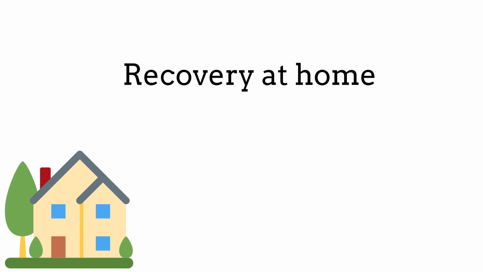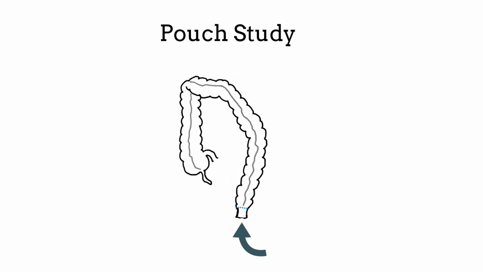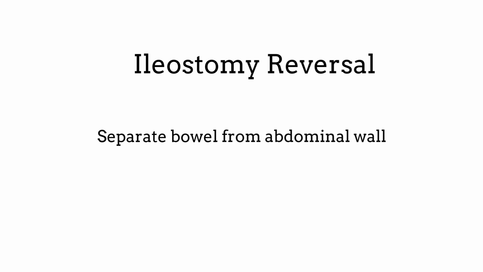After recovery from this surgery, which takes at least 6 weeks, you will undergo an imaging study where contrast is injected into your bottom to evaluate your pouch for leaks. If everything looks good, we can proceed with reversing your ileostomy. Reversing your ileostomy involves separating the bowel from your abdominal wall, removing a small portion, and reconnecting the 2 ends of the small intestine. This will allow you to stool from your anus.